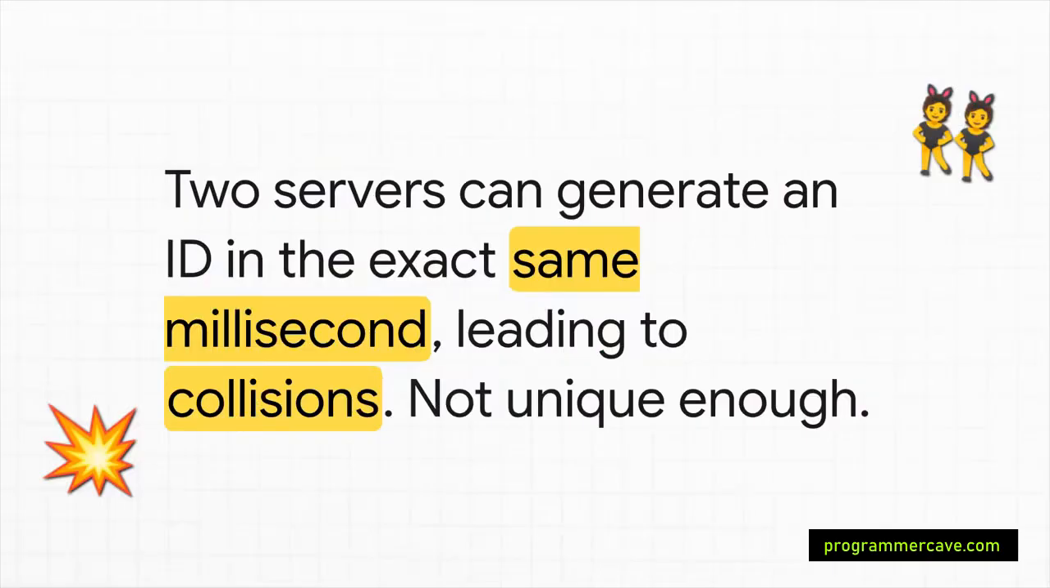Well, hey, if sorting by time is so important, why not just use a timestamp? Simple, right? The problem is, in any high-traffic system, it's not just possible, it's pretty much guaranteed that 2 different servers will try to create an ID in the exact same millisecond. That means you get duplicate IDs, which breaks our #1 rule. It's just not unique enough.